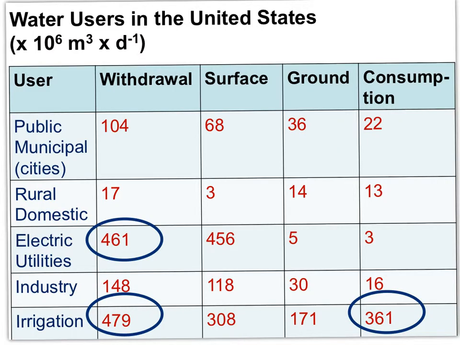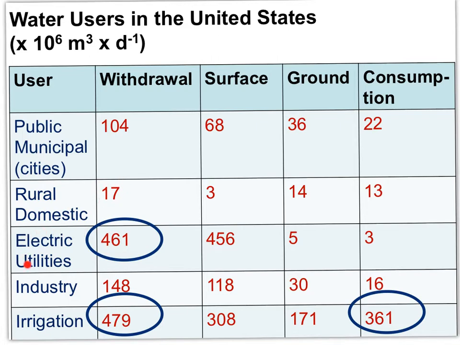This is a table that shows how various sectors of society in the United States use water. People withdraw water from storages, particularly for use in agriculture and the power industry. You can see the large numbers here, which represent millions of meters cubed per day. Withdrawals for household use is relatively small.